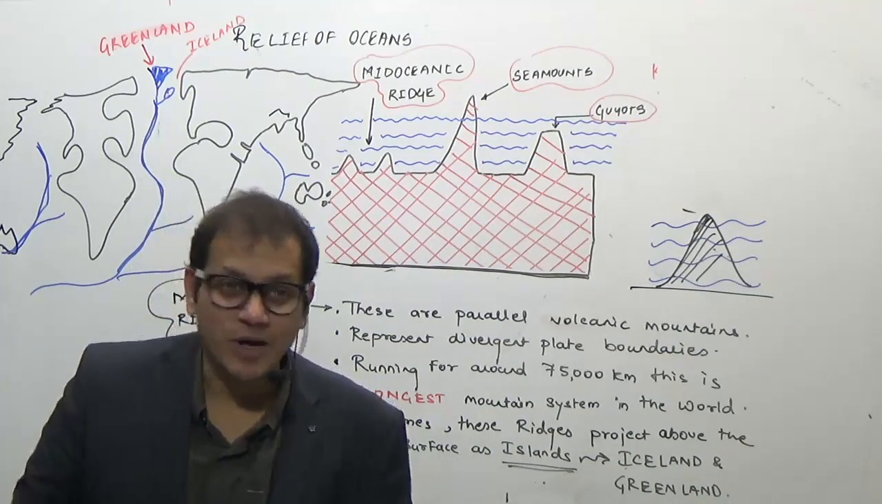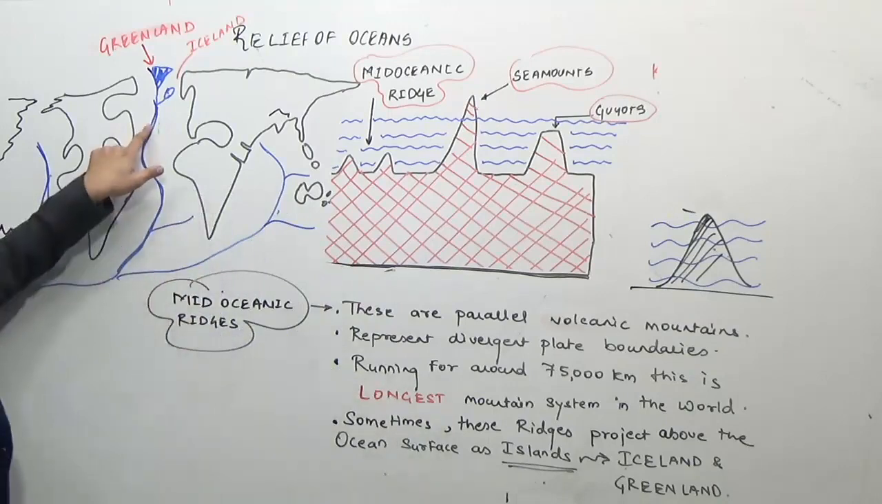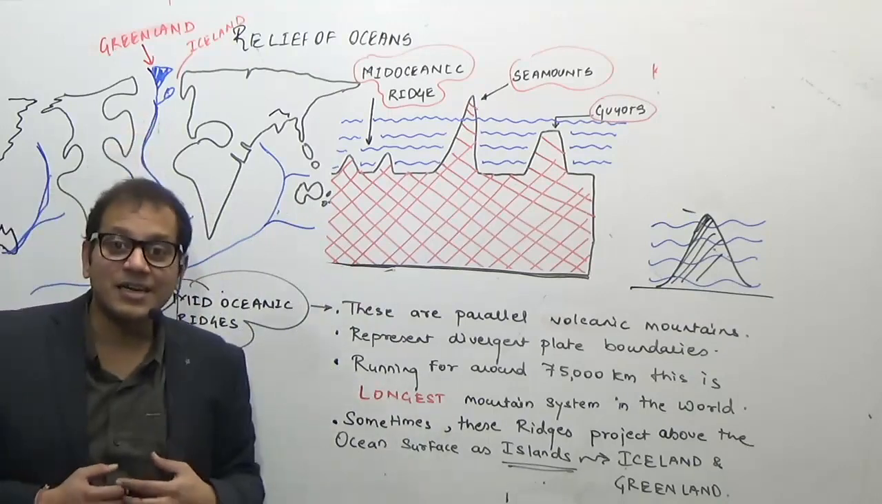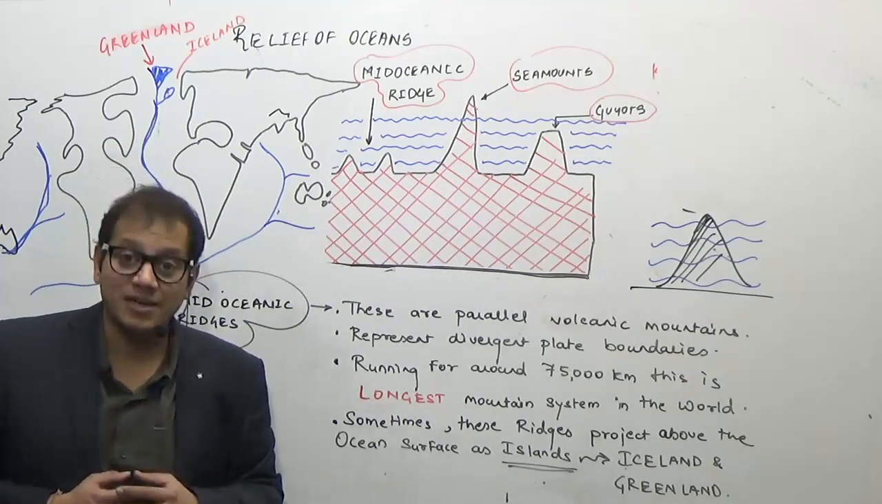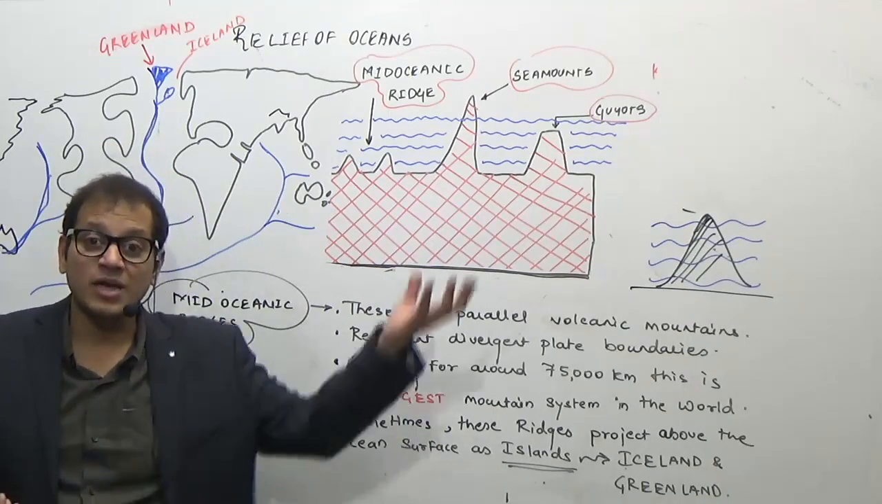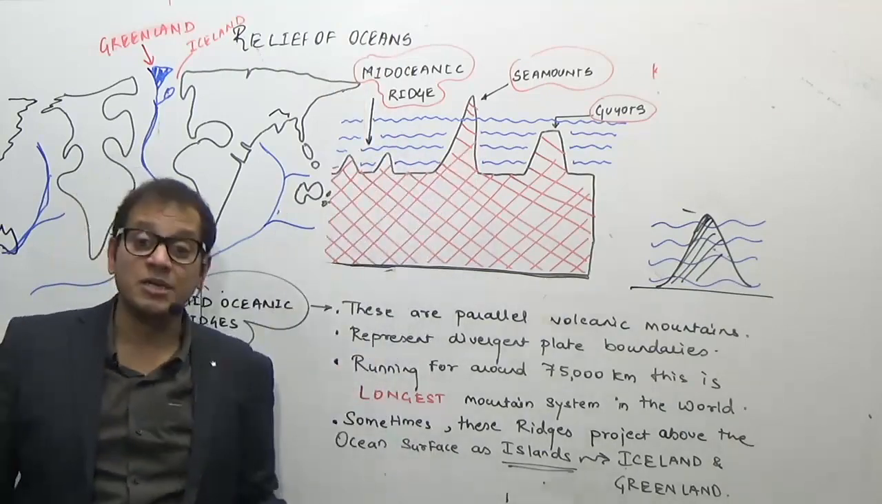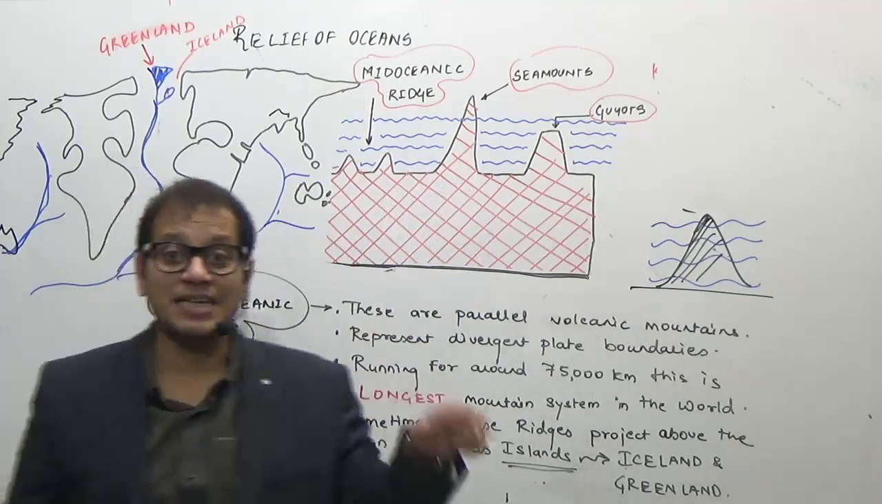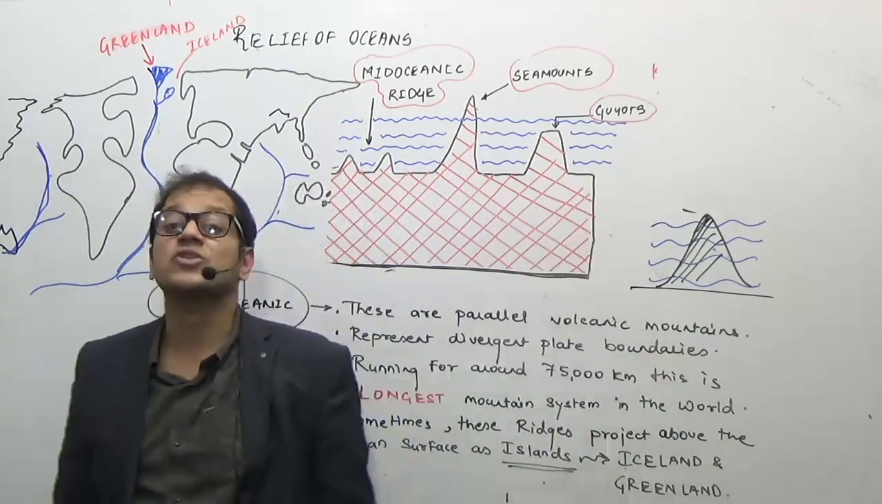Mid-Atlantic Ridge is what? A mid-oceanic ridge in the Atlantic Ocean. Iceland and Greenland are what? Parts of the mid-oceanic ridge, or parts of the Mid-Atlantic Ridge. These are islands, the peaks of the mid-oceanic ridge which have come out. So the statement is true. Remember that Iceland and Greenland are the projection of the Mid-Atlantic Ridge or mid-oceanic ridges on the surface of the earth.